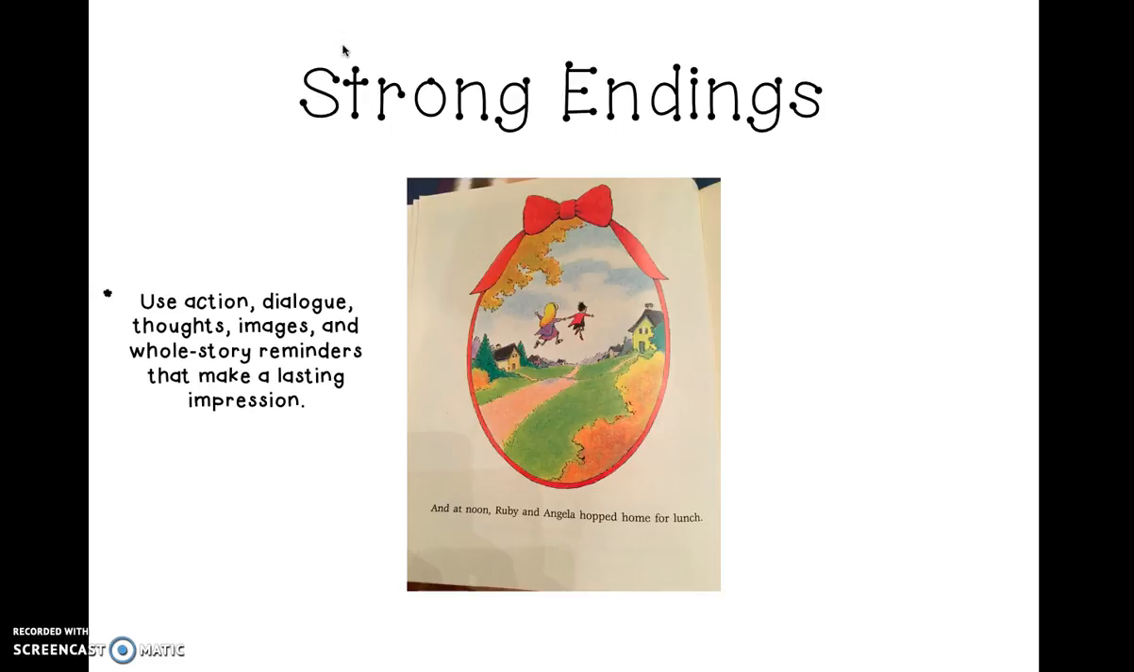This is a really good picture image that we can imagine in our head about how Angela and Ruby were hopping home, because in this story, Ruby hops around the classroom and makes friends with everybody and it becomes herself. And so this makes that lasting impression that Angela and Ruby have become friends and that they are going to continue to be friends and not worry about Ruby copying her anymore.